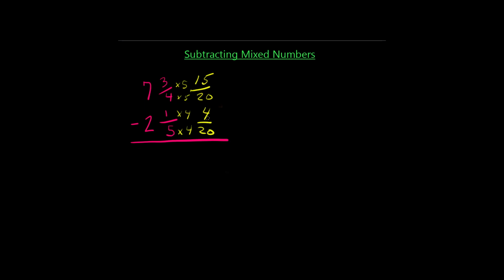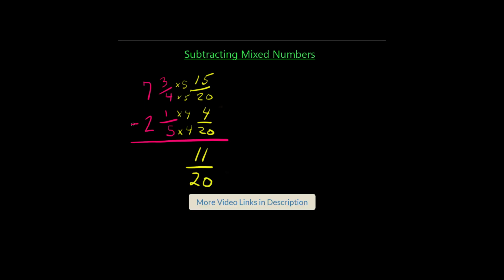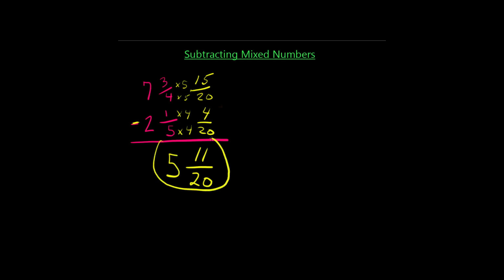So 15 minus 4 is 11. Denominator stays the same. And once again, remember the sign. 7 minus 2 is 5. So our final answer here is 5 and 11/20. So notice how we subtracted the wholes, and then we subtracted our common denominator fractions. So pretty easy, pretty straightforward. Same thing as we did with the adding ones, just subtracting now.